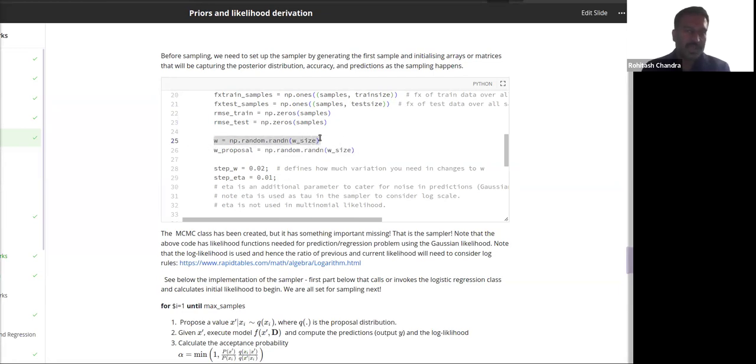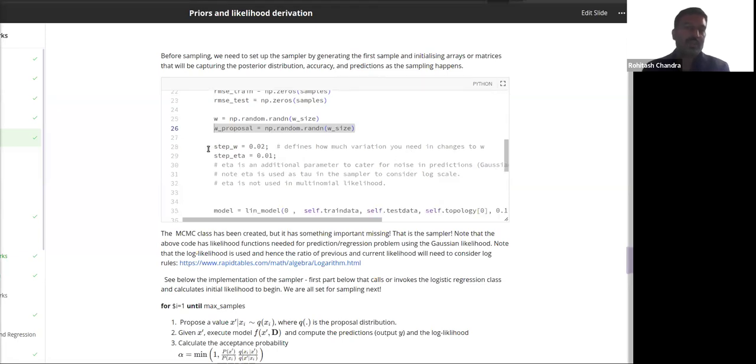And you initialize your set of weights and biases with small real random numbers, and then you have another vector called the weight proposal. So you have the current theta and the proposed theta, weight and weight proposal. So these are the user-defined parameters. It's like, what is the step?